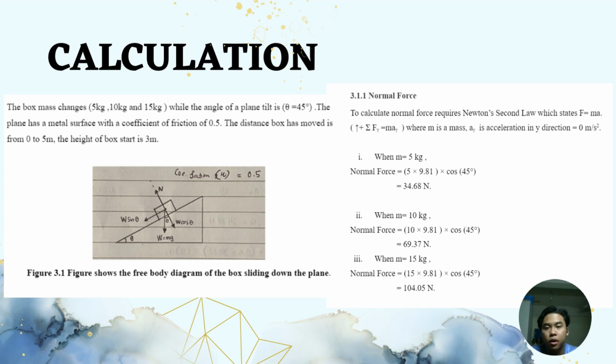For the first one, we need to calculate the normal force. For the normal force, we will use Newton's second law, which states F equals ma. When m is 5 kilo, we substitute m as 5, and we get 34.68 Newton. For 10 kilo and 15 kilo, the same step is applied, substituting m as 10 and 15 kilo. Then we get 69.37 Newton for 10 kilo, and 104.05 Newton for 15 kilo.